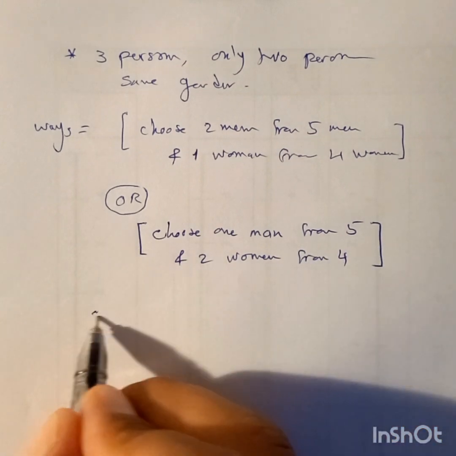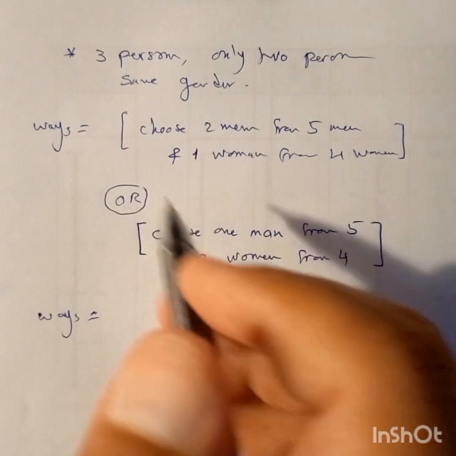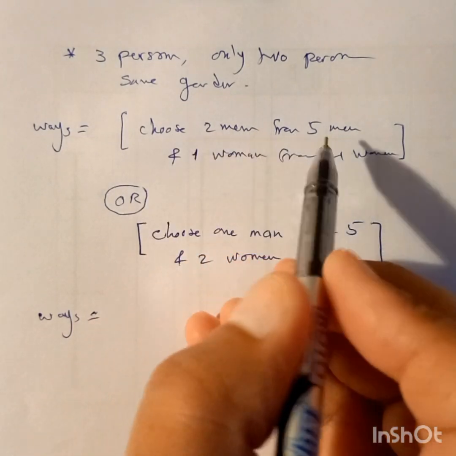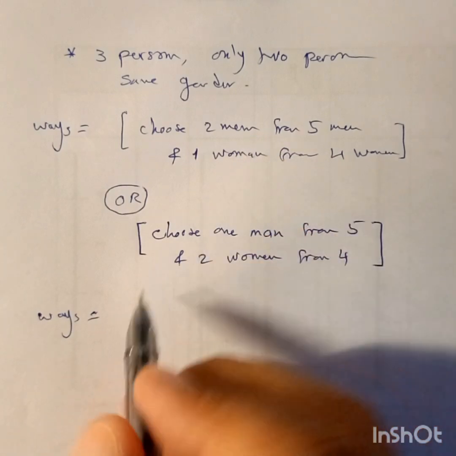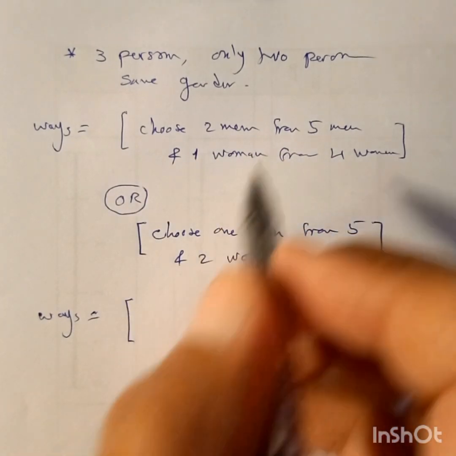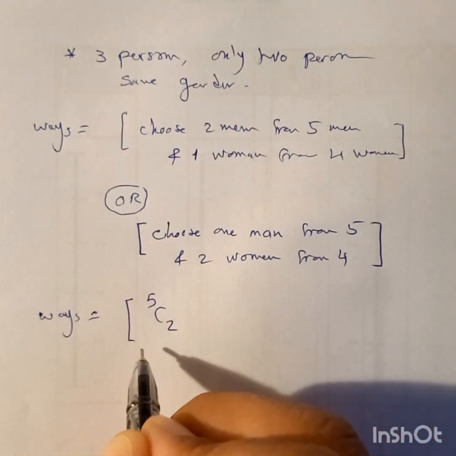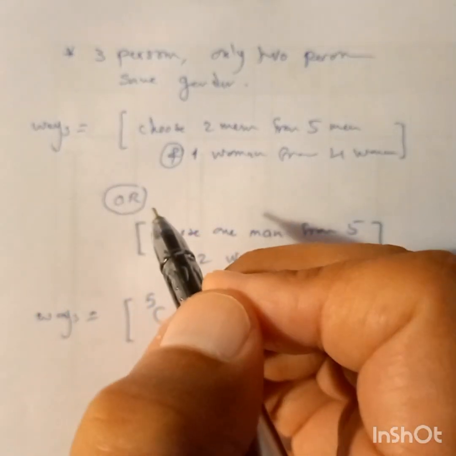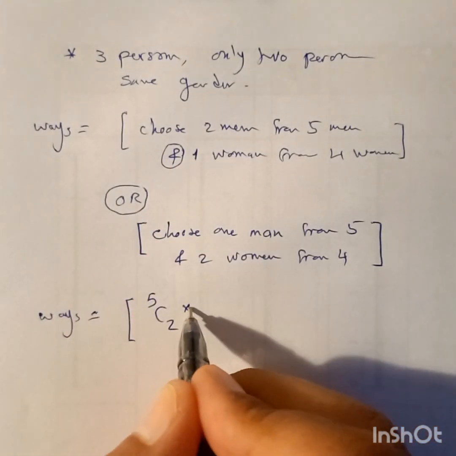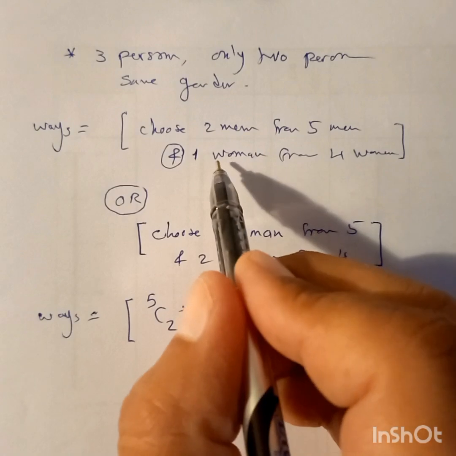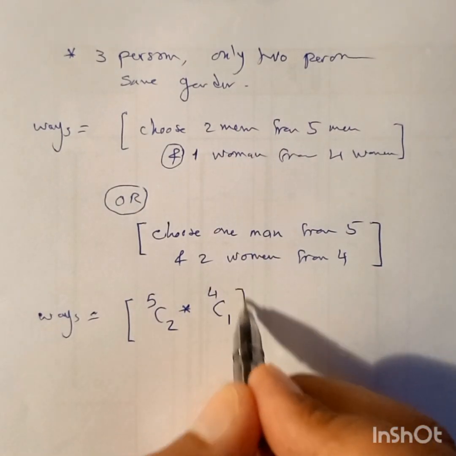Then we can express these two brackets algebraically. We choose 2 men from 5, and we don't have arrangement or ordering, then for the first bracket we have 5c2. And here we can apply the multiplication rule of counting principles, multiplying times 1 woman from 4 women, here we have 4c1. This is the first bracket.